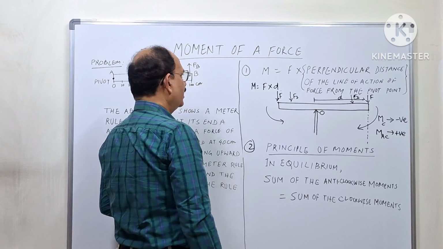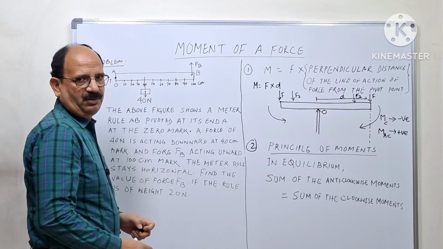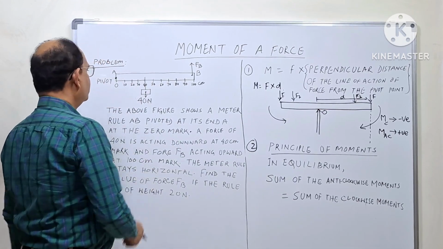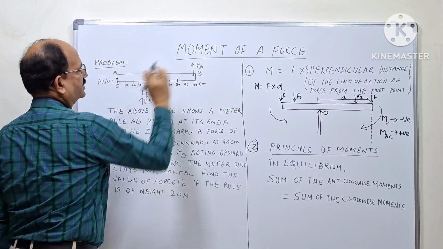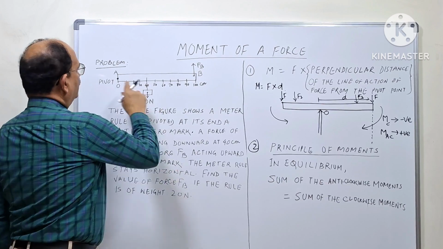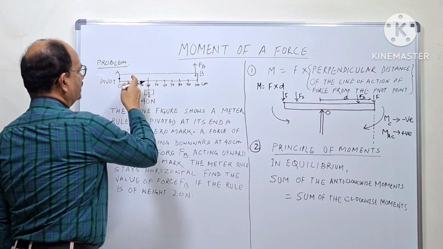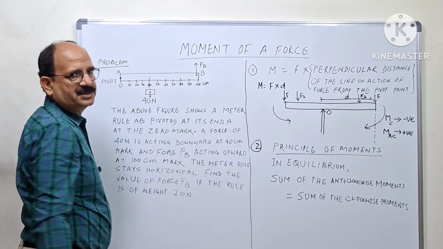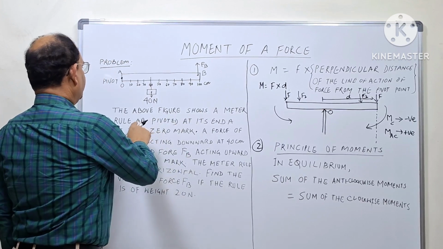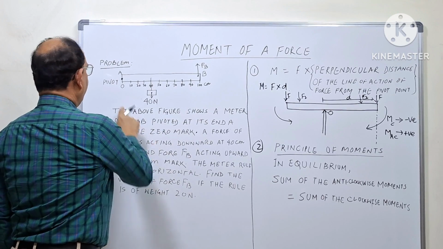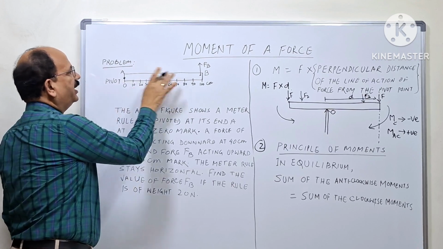Now let us use this concept in solving this problem. The problem is that above figure shows a meter rule. There is a meter scale which is given. So of course the divisions will be 10 centimeter divisions and up to 100 centimeter because it's a meter rule. It is pivoted at its end A. So pivot is here. So against this pivot point it can rotate.